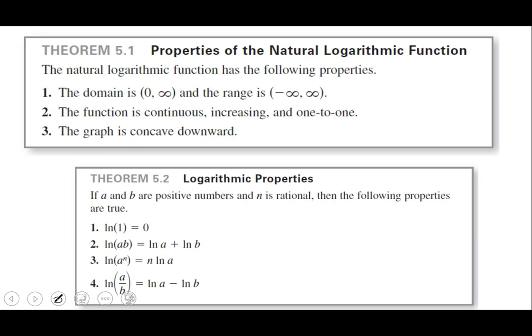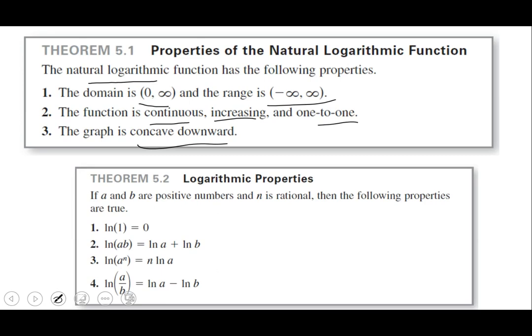The natural log function itself, remember, has a domain of only the positives, but it has a range of everything. It's a continuous function, meaning there's no breaks. It's increasing the whole time, and it's 1-to-1, meaning it passes both the vertical and the horizontal line test. Please also note the graph is entirely concave down.